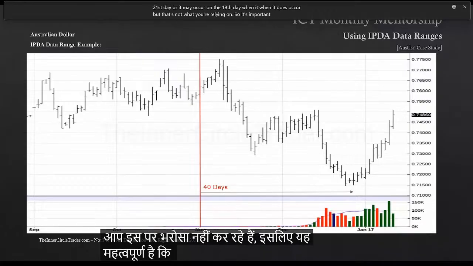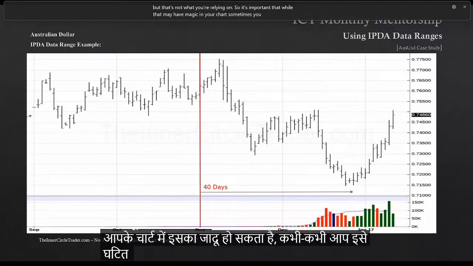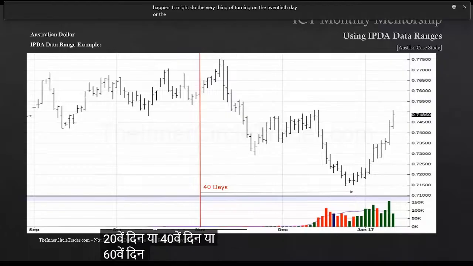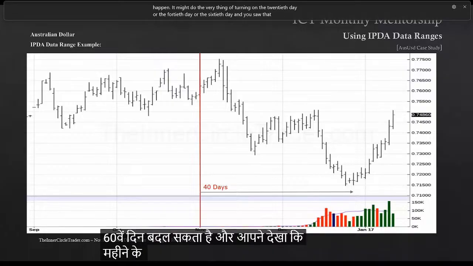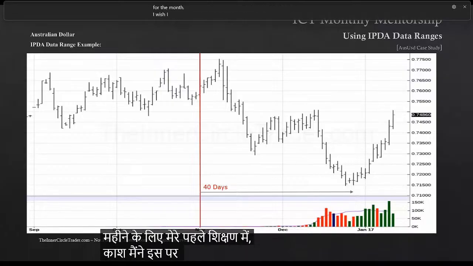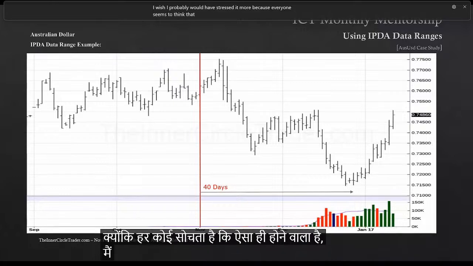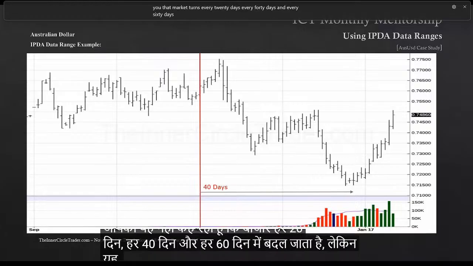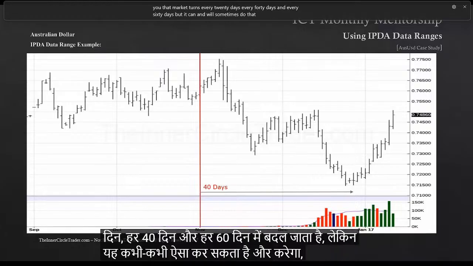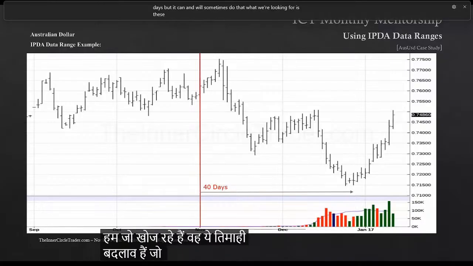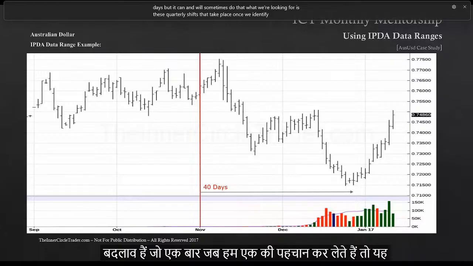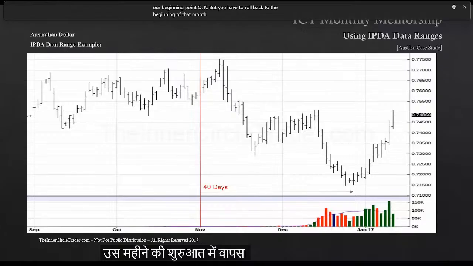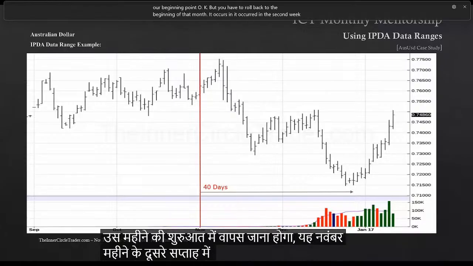So it's important that while that may have magic in your chart sometimes, you may see it do the very thing of turning on the 20th day or the 40th day or the 60th day. And you saw that in my first teaching for the month. I probably should have stressed it more, because everyone seems to think that's what's going to happen. I'm not telling you that the market turns every 20 days, every 40 days, and every 60 days, but it can and will sometimes do that. What we're looking for is these quarterly shifts to take place. Once we identify one, there's our beginning point, okay? But you have to roll back to the beginning of the month it occurs in. It occurred in the second week of the month of November.